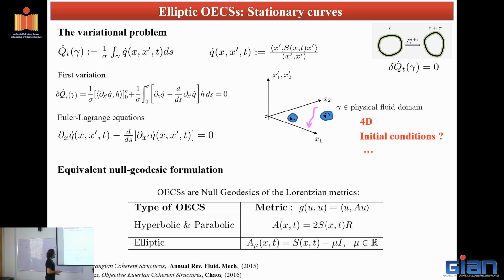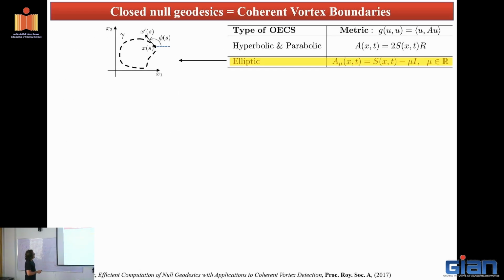Okay, so we can actually reframe this problem as a null geodesic problem, and now we're just going to focus on the elliptic structures, and I'm going to explain this in a second. So basically, we want to look for closed null geodesics of this Lorentzian metric.